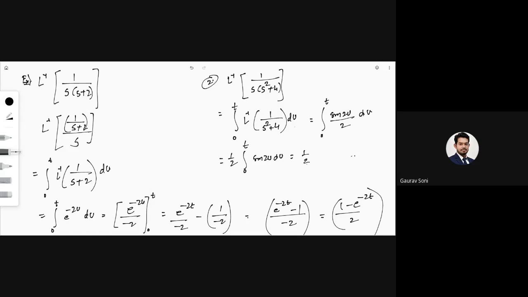So 1 by 2, integration of sine 2u is minus cos 2u by 2, limits from 0 to t. So the answer is 1 by 2 into minus cos 2t by 2, minus will become plus, we put 0 and it will be 1 by 2. This is our final answer.